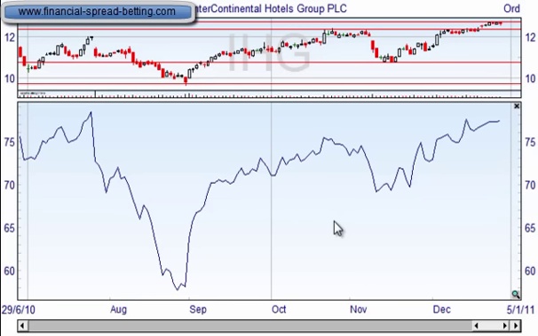And the difference in the movement between the indicator and the share price can basically be used to look for changes in price movement and price direction.